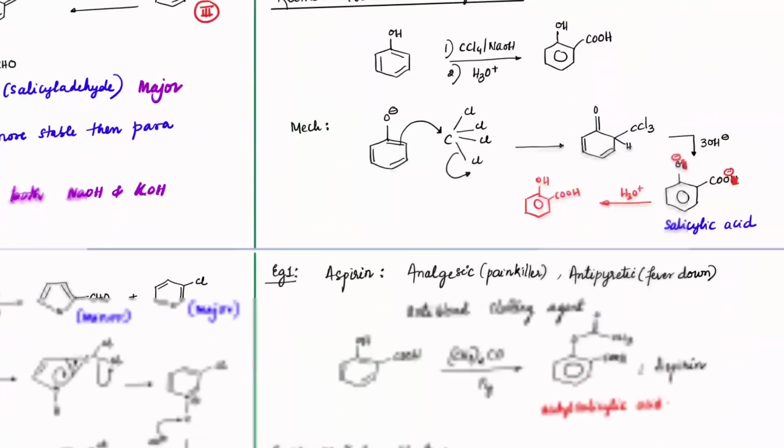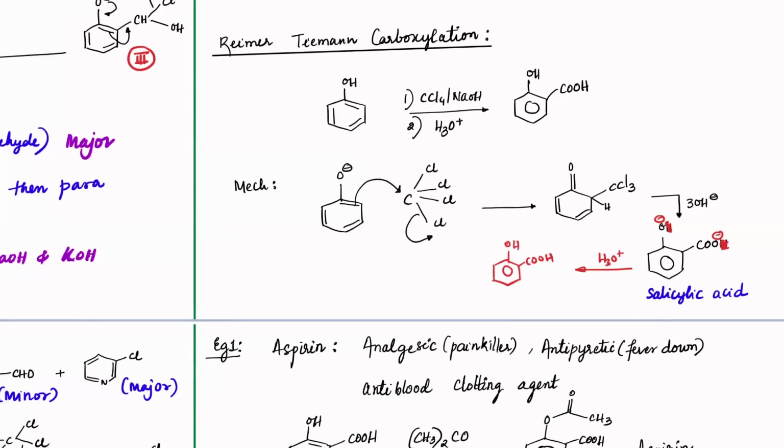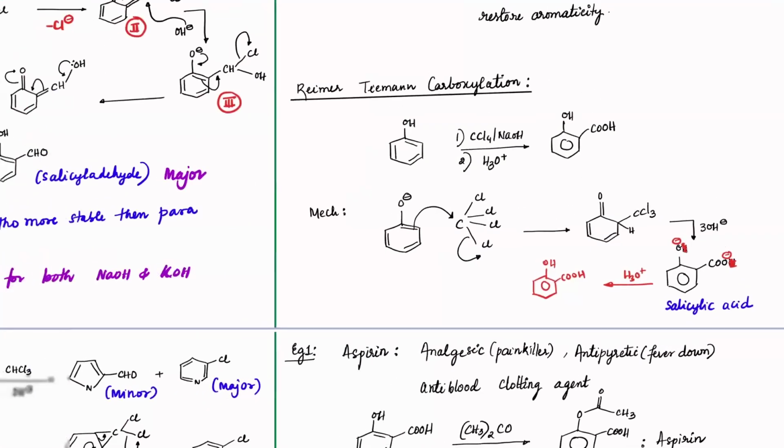Next, Reimer-Tiemann carboxylation. So instead of chloroform, if you take CCl4 in the presence of NaOH, first the O minus will form, that will push into the ring, the pi bond will attack on carbon, and one chlorine is removed. So you'll get CCl3. And this CCl3 can be replaced by 3 OH minus, and that will convert into COO minus. So COO minus and O minus on hydrolysis will get this as OH and COOH. That's how you'll get salicylic acid.